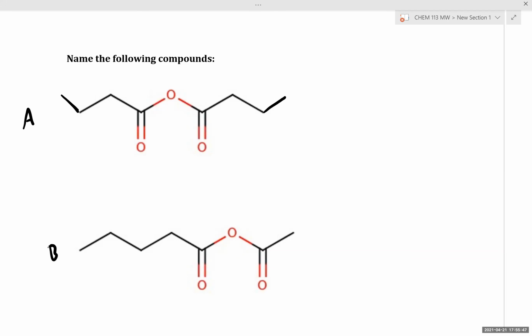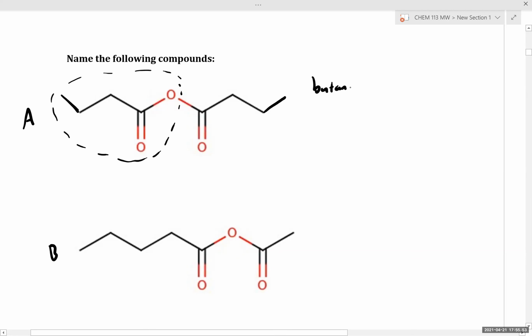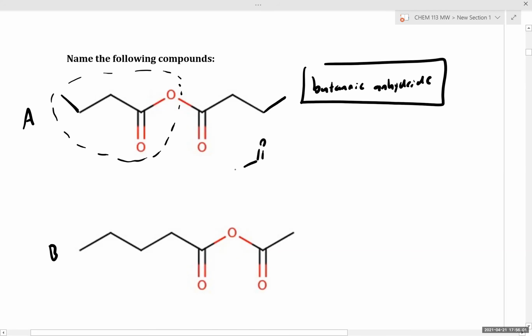So we have a proposed name for the first compound derived from butanoic acid. So this would be butanoic anhydride. Yep, exactly right. Derived from the parent 4-carbon carboxylic acid, butanoic acid. Does this example make sense?